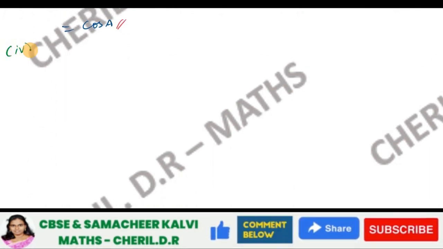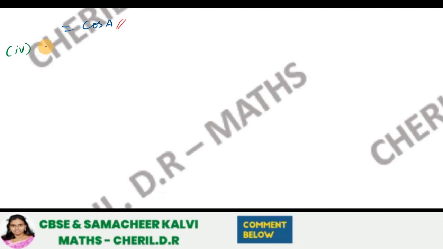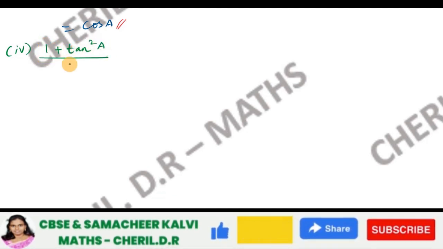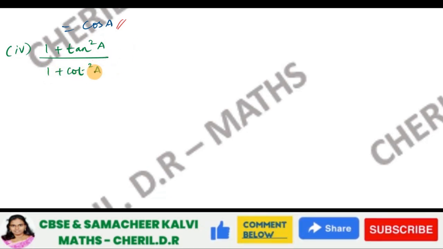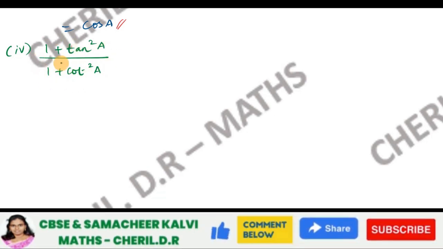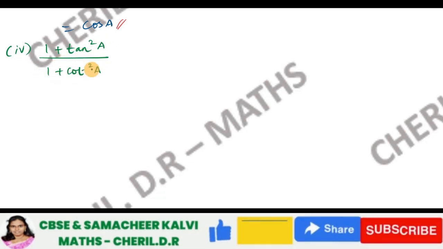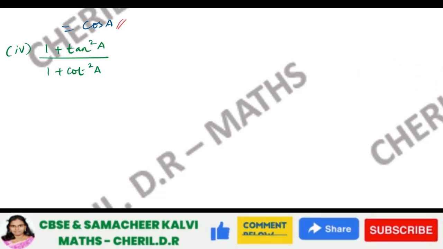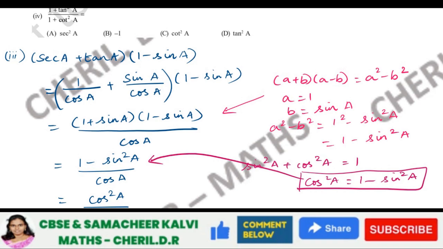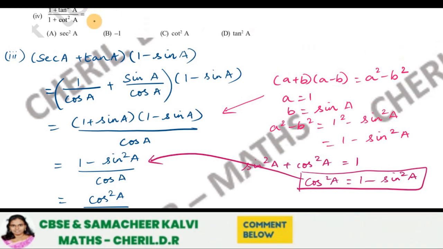The fourth question is 1 plus tan square A divided by 1 plus cot square A. Okay. So what I'm going to do is, I'm going to convert cot square A in terms of tan square A. Because tan square A we have, so we're not going to completely change it into sin, cos and all. We'll first convert it that way and see what answer we're getting. And one more thing is, look into the options.